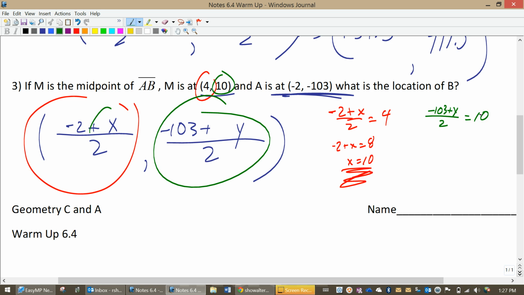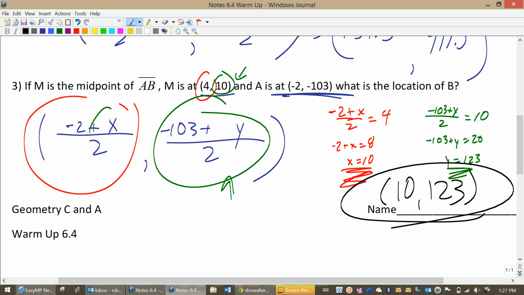Now let's find the y-coordinate of the other endpoint. We set it up where we set those two things equal, then we multiply by 2 and solve. So our actual endpoint is 10, 123. Yep.